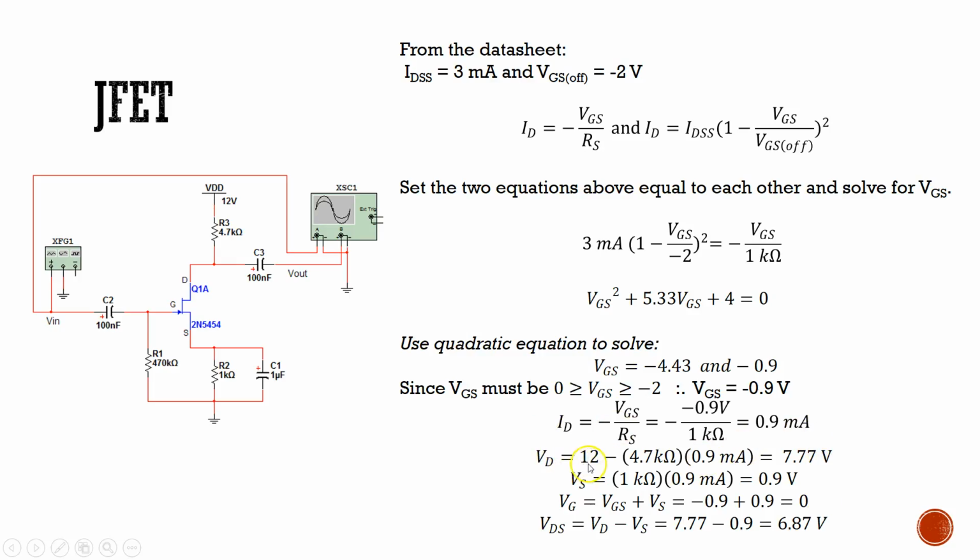Our VD then becomes 12 minus the 4.7K at the drain times the 0.9 milliamps, which gives us 7.77 volts. The voltage at the source, VS, is 1K times the 0.9 milliamps, or 0.9 volts. VG is VGS plus VS, so negative 0.9 volts plus 0.9 volts gives us 0. VDS is VD minus VS, 7.77 minus 0.9, which is 6.87 volts.